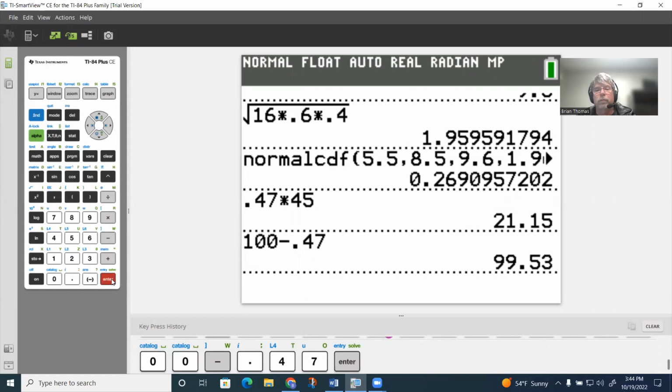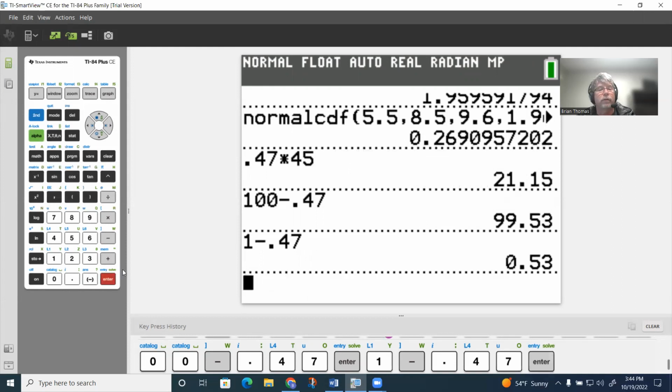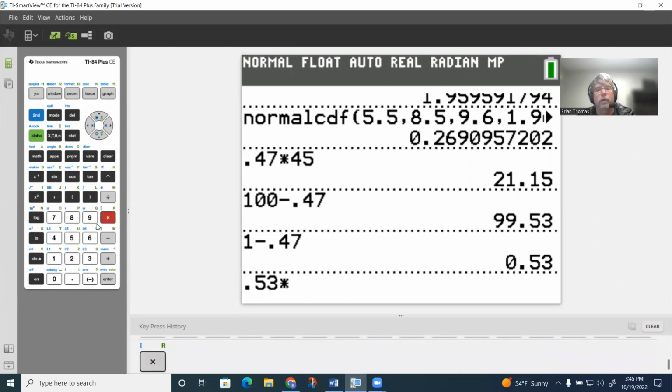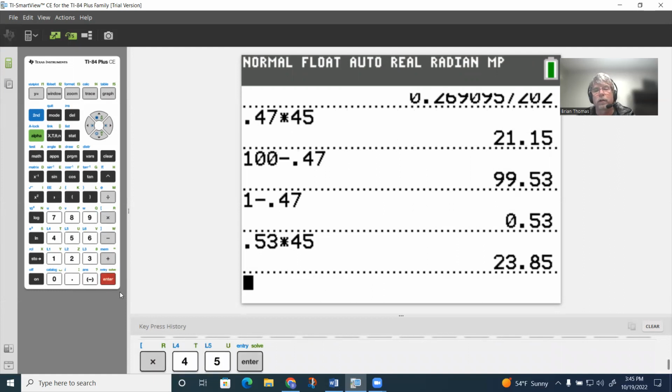oops, I should use 1 instead. 1 minus 0.47, because we're in decimal form. 100% is actually 1. That gives me 0.53. If I multiply 0.53 times 45, we have to get greater than or equal to 5 again. And we do, we get 23.85.